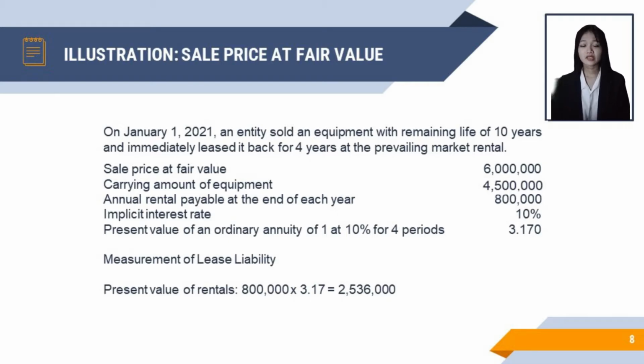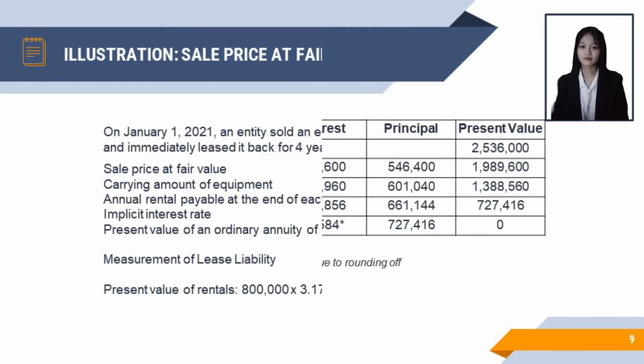Lease liability is measured at the present value of rental payments. So we look at our annual rental, which is 800,000. Then we simply multiply it by the present value factor of 3.17 to get 2,536,000 pesos. In the next slide, we have the table of amortization.